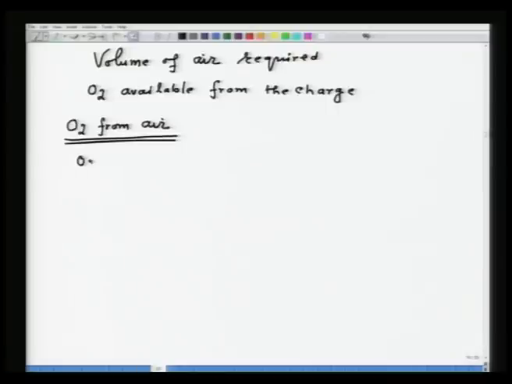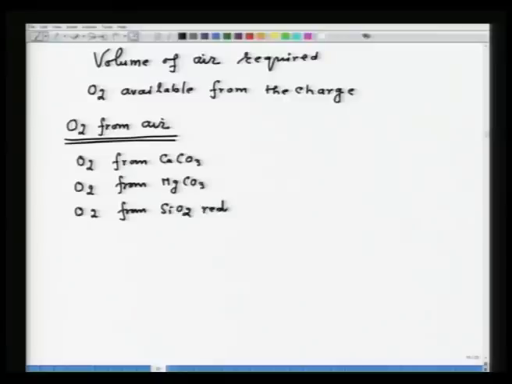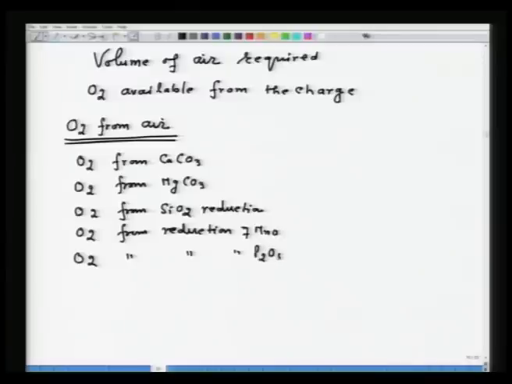So, for that, in this problem, oxygen from CaCO3 will be available, oxygen from MgCO3 will be available, then O2 from SiO2 reduction, because silicon is forming and entering into metal, then oxygen from reduction of MnO, then oxygen from reduction of P2O5, then oxygen from Fe2O3, and that will be equal to O2 of Fe2O3 minus O2 of FeO in slag.